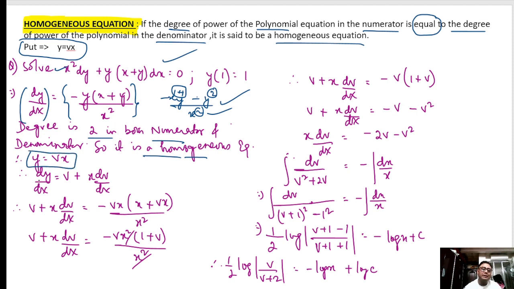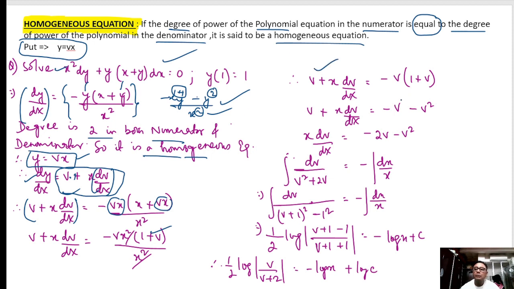Now differentiate. Y is dy by dx, and vx uses the product rule. So first we keep v and do x. X is 1. And now we keep x, we will do v. V is dv by dx. So in place of dy by dx, I will replace this value. So this is the dy by dx, equal to, in place of y, we will put vx and vx. So it becomes this. So x square gets cut. X square gets cut.